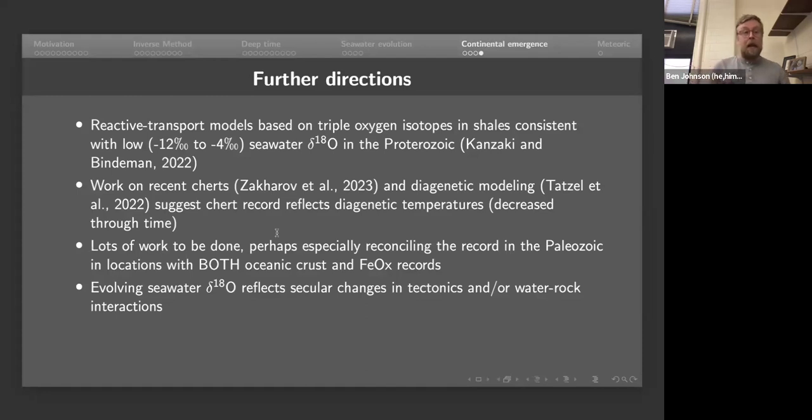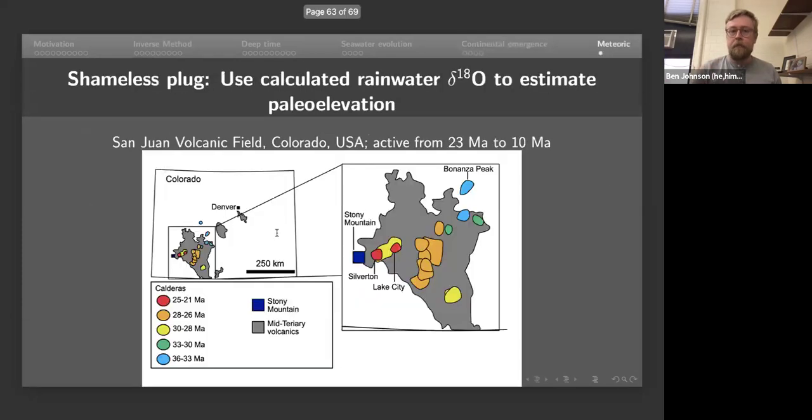This has big implications for how we interpret climates, weathering, continental emergence. I think there's now a lot of timely work being done in this area that it's fun to be a part of. So I'm excited to try to work to reconcile some of these records, maybe in a place like Pecos or other Proterozoic sites that have both hydrothermally altered crust at a VMS deposit and iron formations or iron oxide deposits in the same area, right? We can do some geographic comparisons as well. So I'm excited about that.